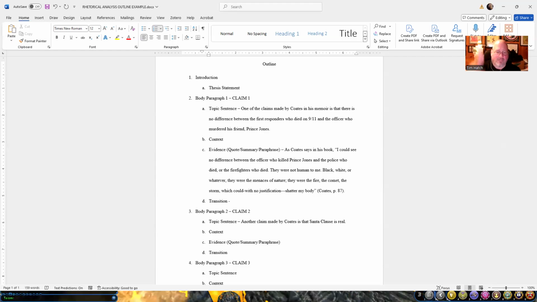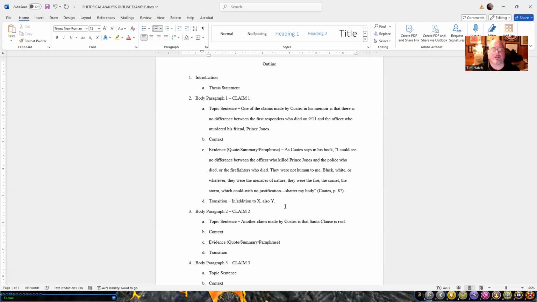So if that is what we are talking about in the first body paragraph, we're talking about how Coates can't see a difference between first responders and the guy who murdered his friend. Then in the second paragraph, we're talking about how Coates believes Santa Claus to be real. So the transition then would be, I always, here, check this out. In addition to X, also Y. This is the template or the formula that I always tell students to go with for transitions.